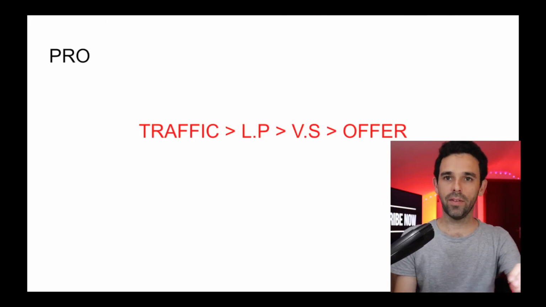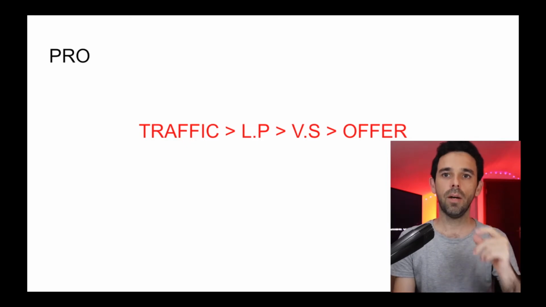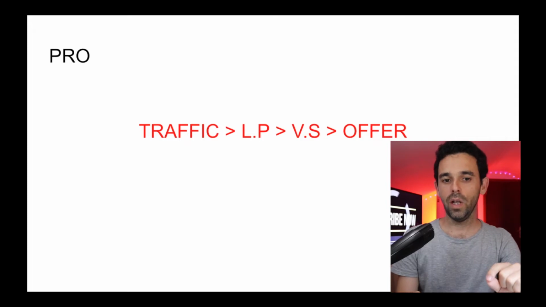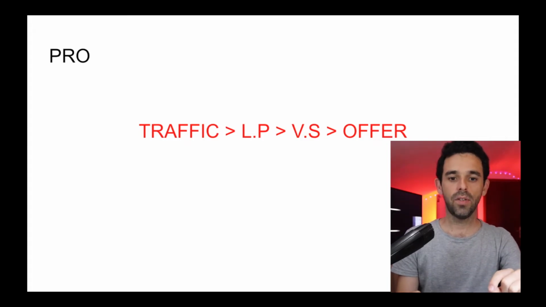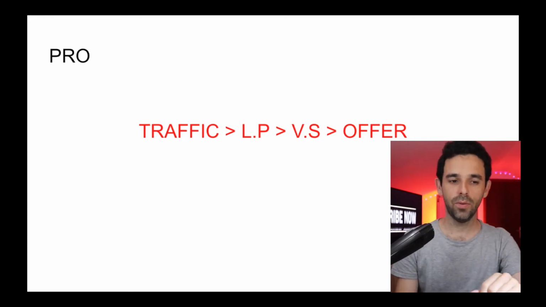Now, the pro method, which is this one that I'm going to share with you, that can convert up to 20%, is you are sending traffic to a landing page, then you send it to a value series, and then ultimately you send them to the offer. Now, there's a process to this, right?